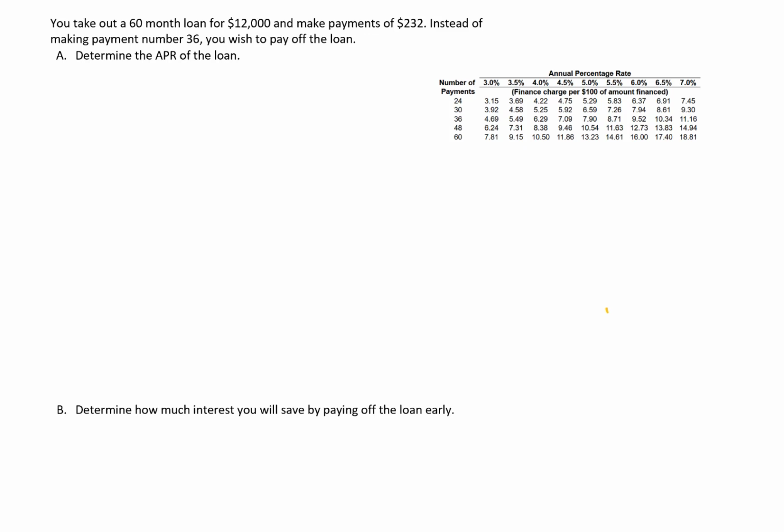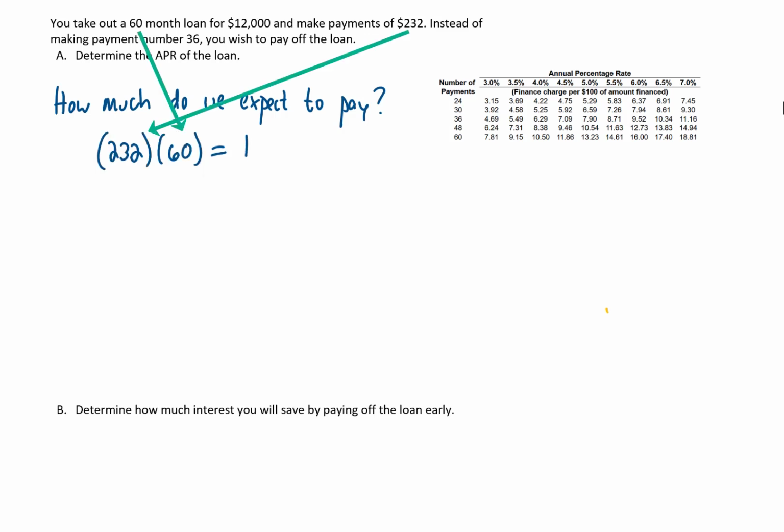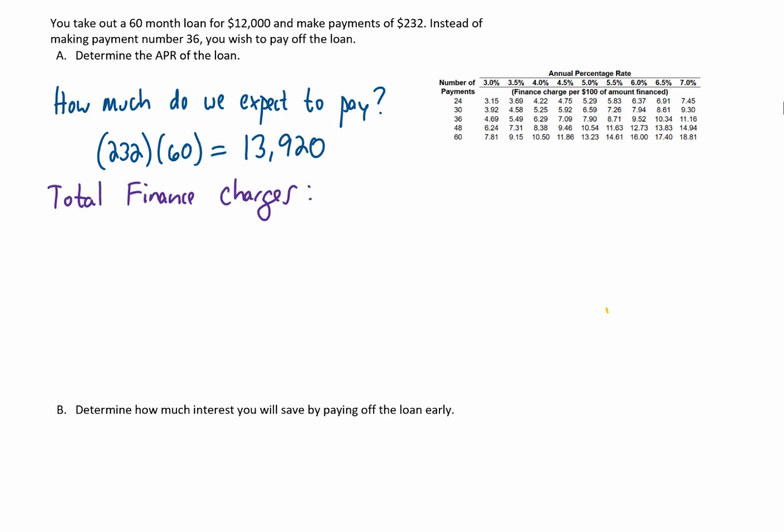But we're going to use this table over here to determine the APR, but before we can do that, we have to figure out our finance charges. So how much do we expect to pay for this loan first? We're paying $232 per month for 60 months. Multiply those numbers together and we get $13,920 that we expect to pay. And if our original loan was $12,000, that means in finance charges, we are paying $1,920.